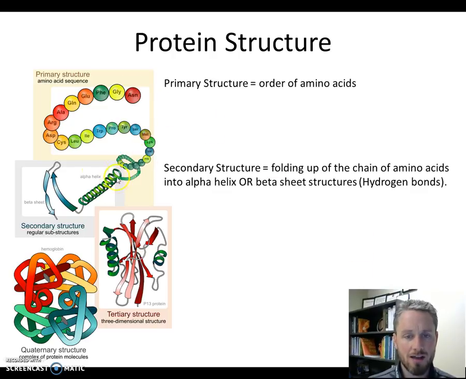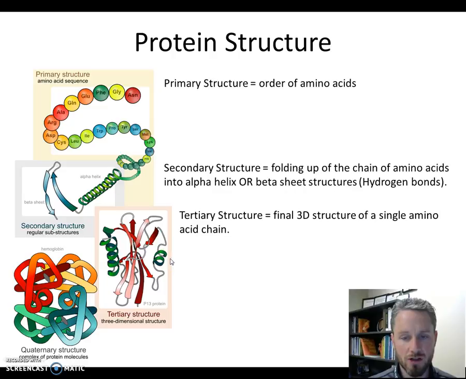So we start with our chain, then we get twisting or the formation of these sheets, and then we move on to the tertiary structure. Tertiary structure is when those sheets and alpha helices twist up with one another in just the right way, and we get this folded up 3D structure of a single amino acid chain. So the tertiary structure is the final 3D structure of that folded up chain.